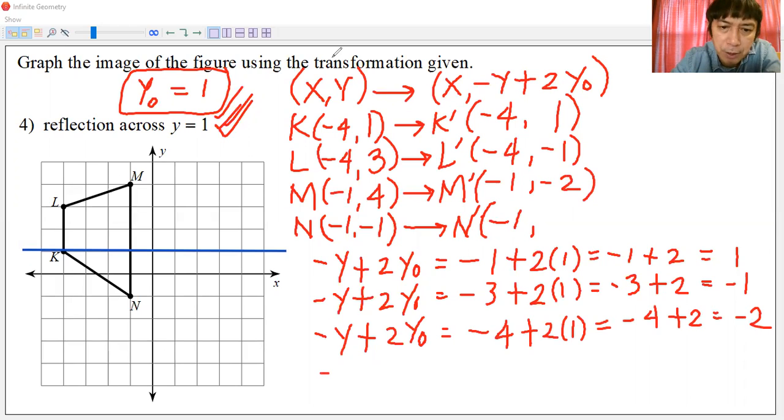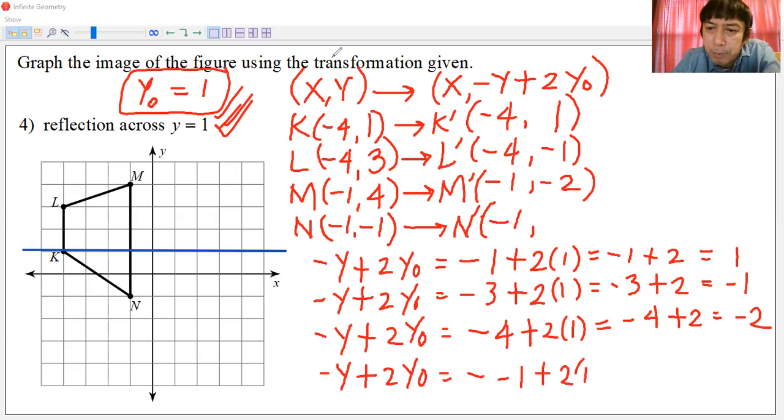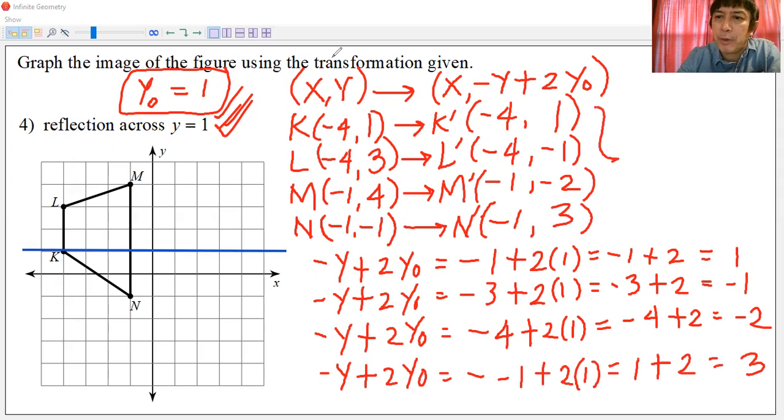Next, the same formula, negative y plus 2 times y sub 0, negative of the y. Okay, our y this time is negative 1. So after this minus, we have negative of negative 1 plus 2 times the positive 1. And we have negative of negative 1 is positive 1, plus 2. We have here a 3. Okay, so we have here a 3. All right. Okay, so we're done with the points for the image.